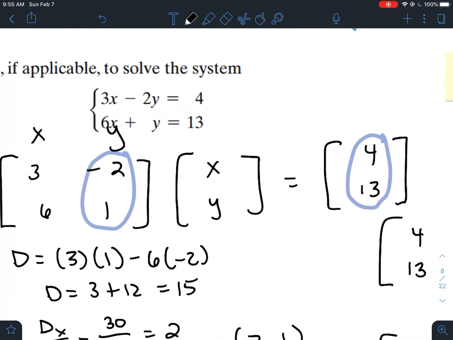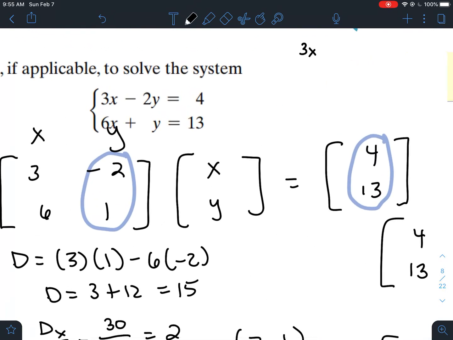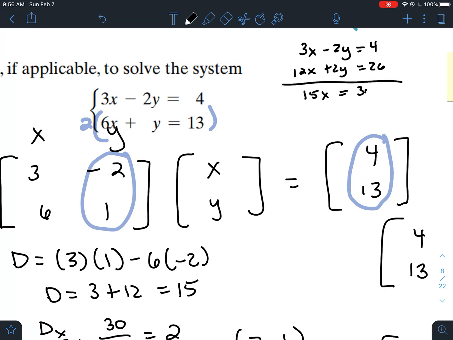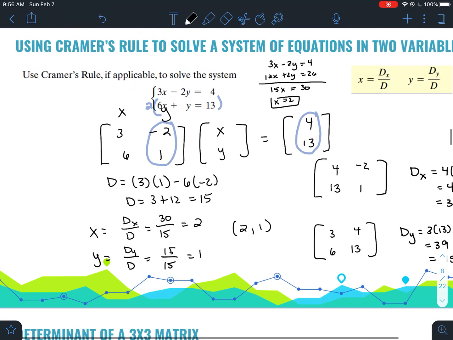And if I wanted to find the solution to this system just using our substitution or elimination methods, I could take the second equation and multiply everybody by 2. That would become 12x plus 2y equals 26. And then I would add, so I would get 15x equals 30. And so x would be equal to 2. Substitute that back in, and you would get y is equal to 1, which is the same solution we got using Cramer's rule.